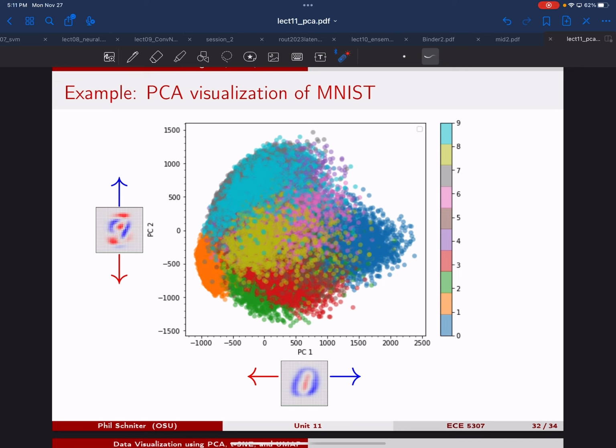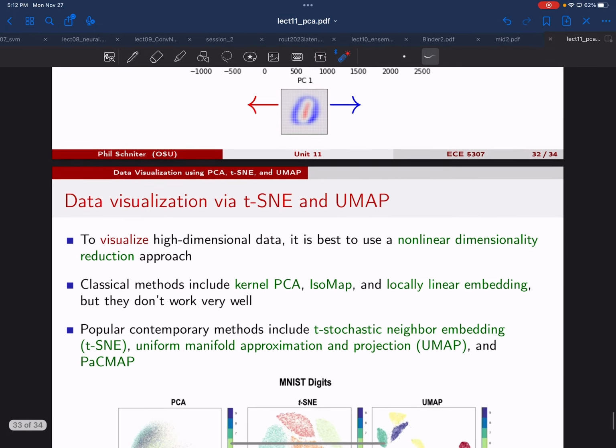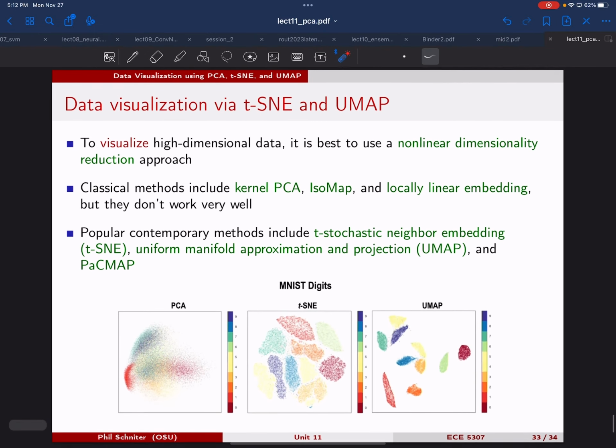On the other hand, if you go down this way, that would be the 2s. Then you start to get this part over here, the 2. So you can see how PCA is sort of trying to disassemble MNIST into its most important components. So it's just a nice visual. Very quickly, last slide.